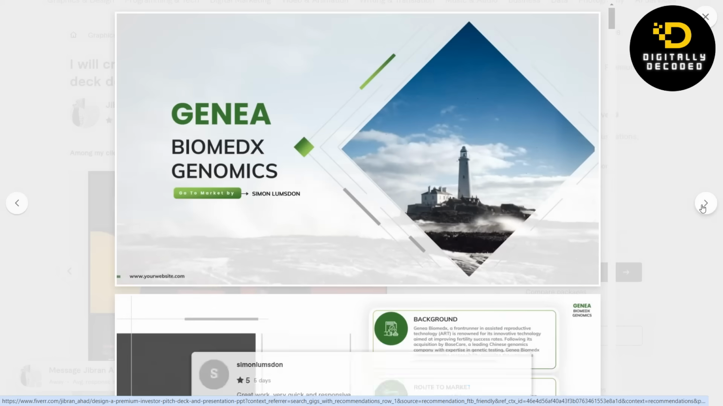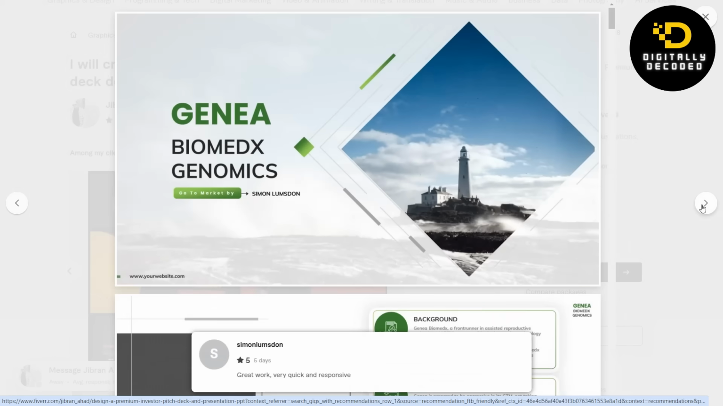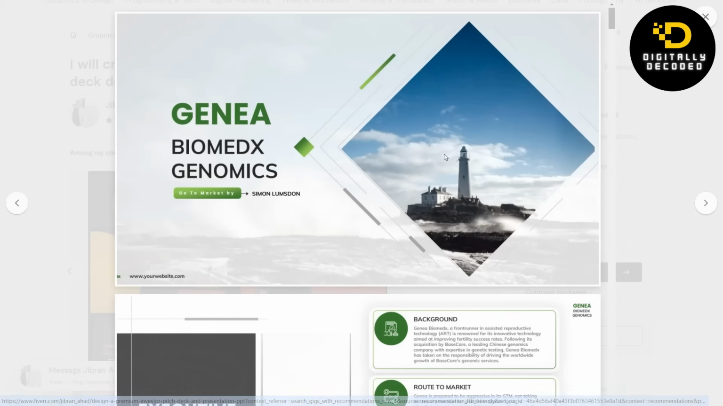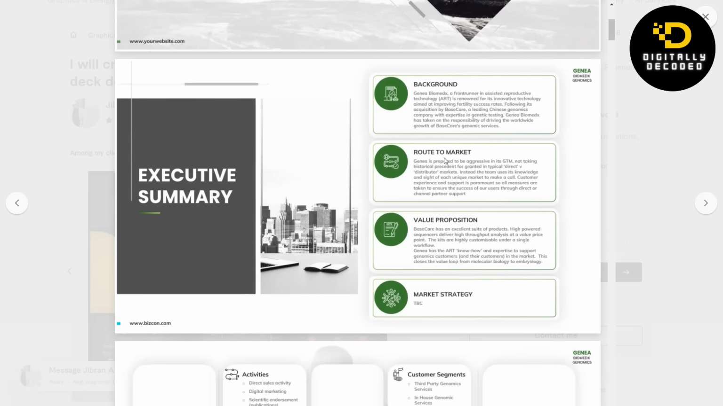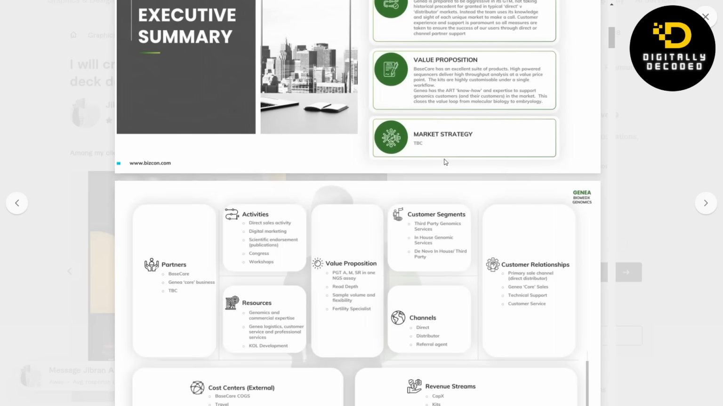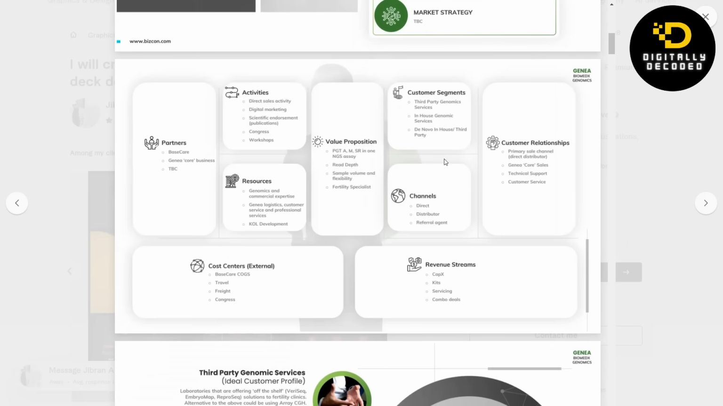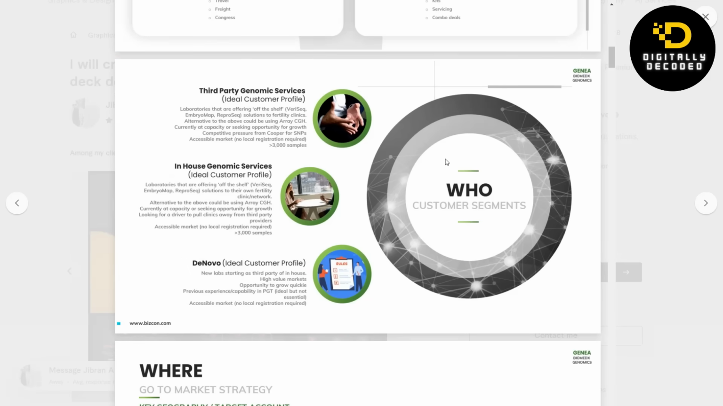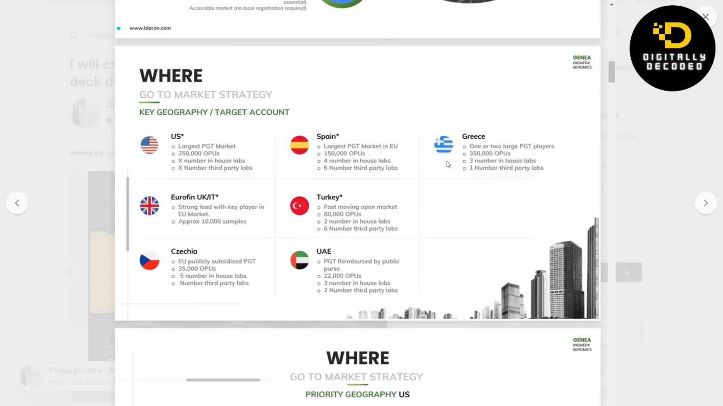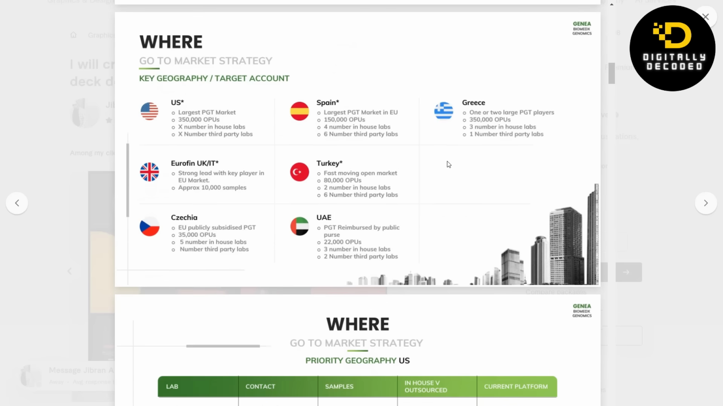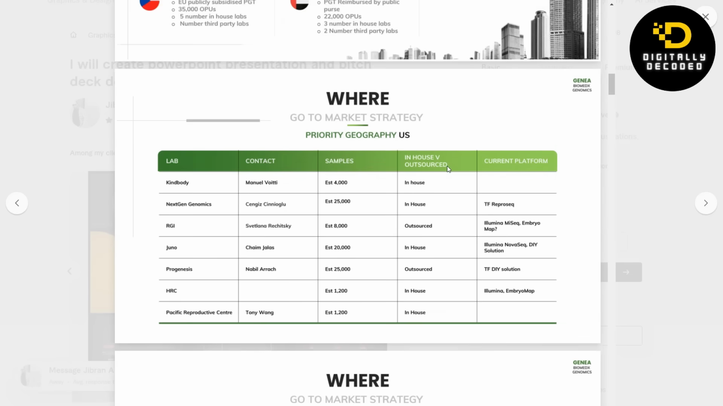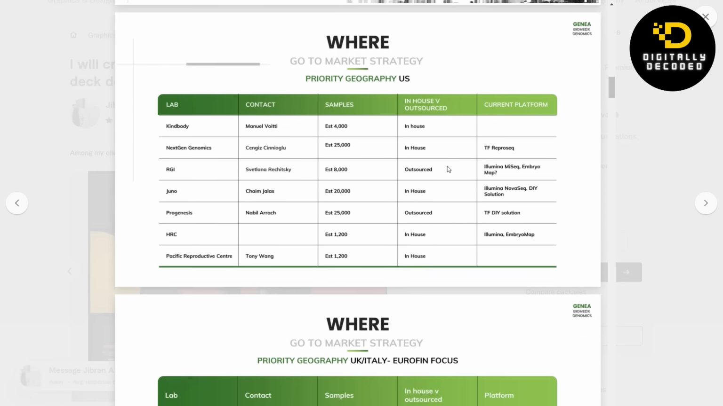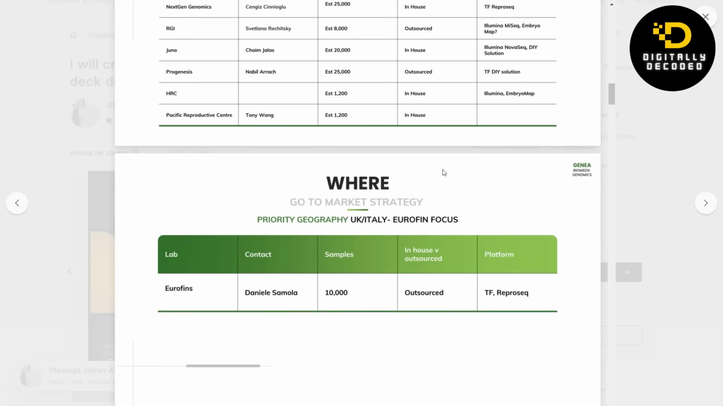Financials. Present key financial projections, including revenue, expenses, and profitability. Provide a breakdown of how you'll use the investment funds. Be transparent about assumptions and variables. Funding ask. Clearly state the amount of funding you are seeking. Specify how you will use the funds. Highlight the expected return on investment, ROI, for investors.